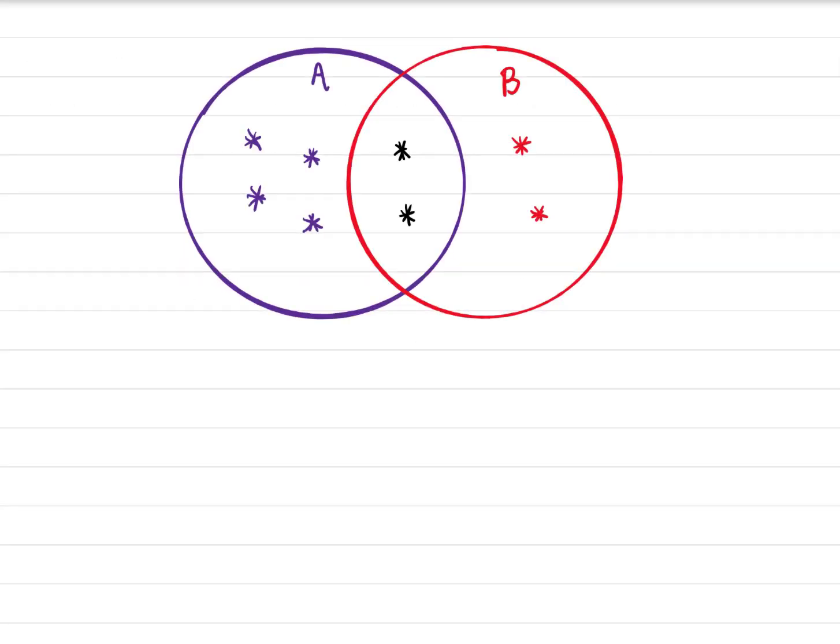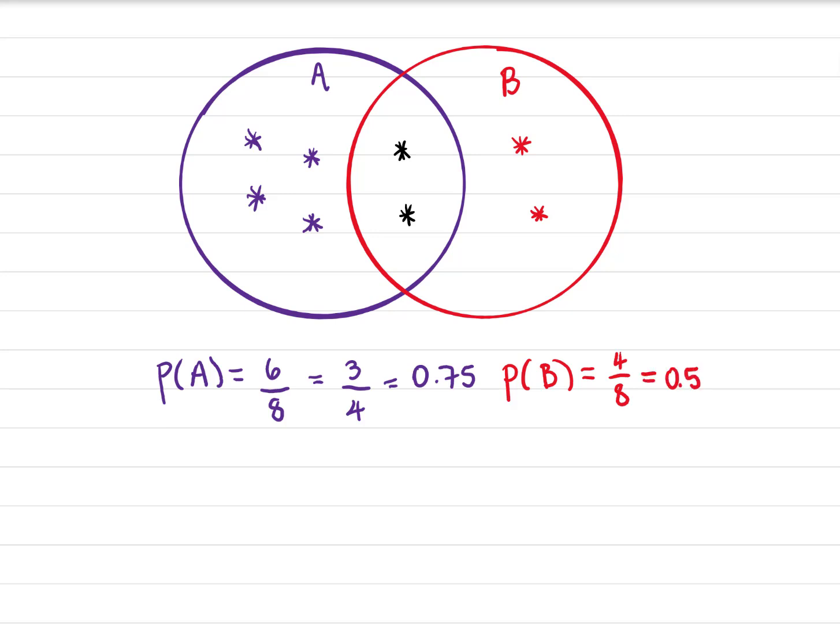Here is an example to help us distinguish between mutually exclusive sets and sets that are not mutually exclusive, and how we develop the addition rule. The probability of A is equal to 6 out of 8, since there are 6 outcomes in A out of the total of 8 outcomes. The probability of B is 4 out of 8, since there are 4 outcomes out of the total of 8 outcomes. The probability of A and B is 2 out of 8, since there are 2 outcomes that live in the intersection of the sets A and B.